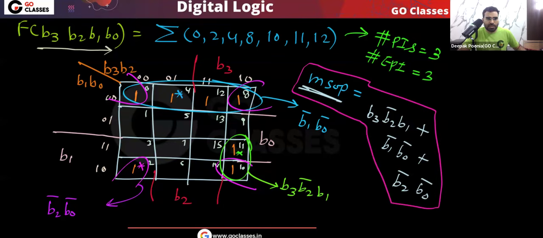So we have done the complete analysis of this question. We have found the PIs, the number of EPIs, and all the EPIs are collectively covering all the one cells. So we will get a unique minimal SOP. So this is the minimal SOP.